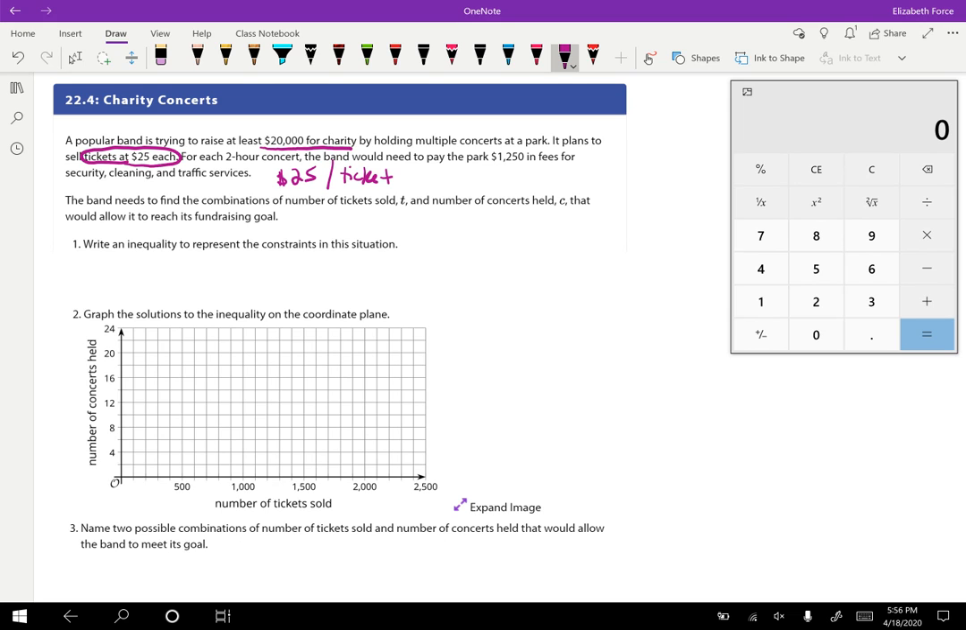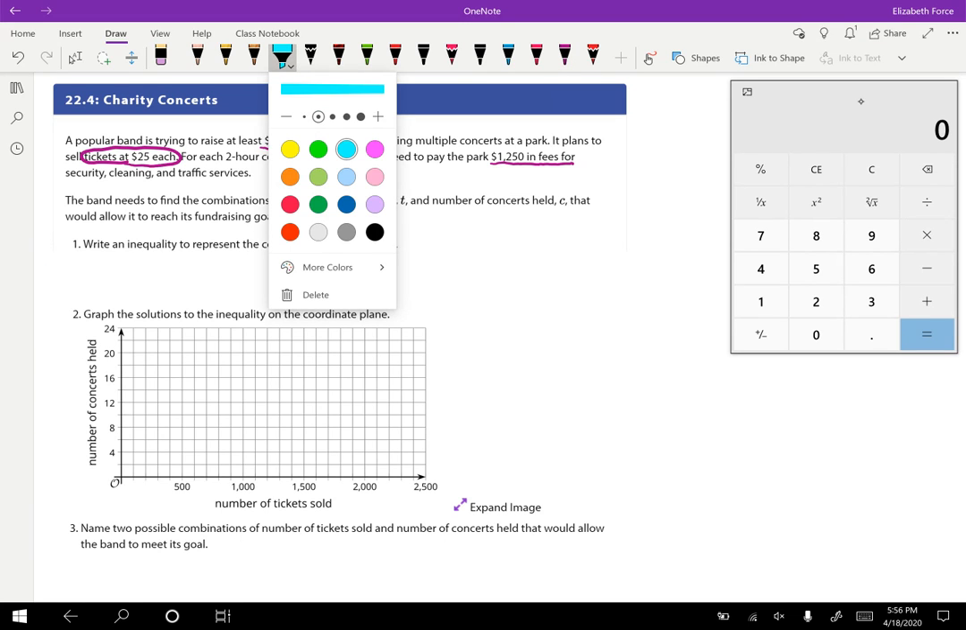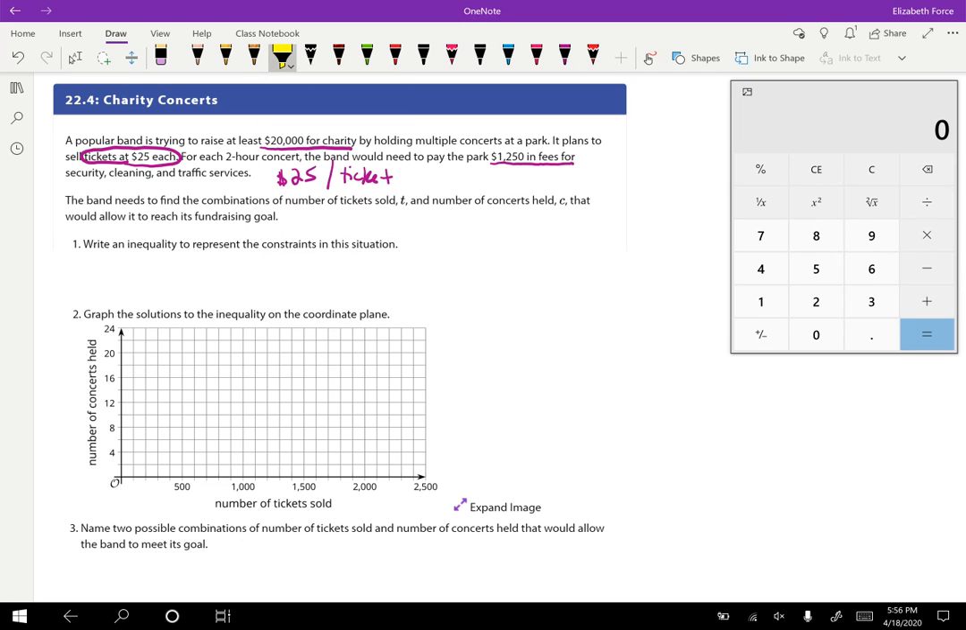So I've got $25 per ticket. For each 2-hour concert, the band would need to pay the park $1,250 in fees for the security, cleaning, and traffic services. So that's a fee. That's not money they're making. That's money they have to pay. The band needs to find the combinations of number of tickets sold. So they are defining what your variables are. So tickets sold is T and number of concerts held is C.